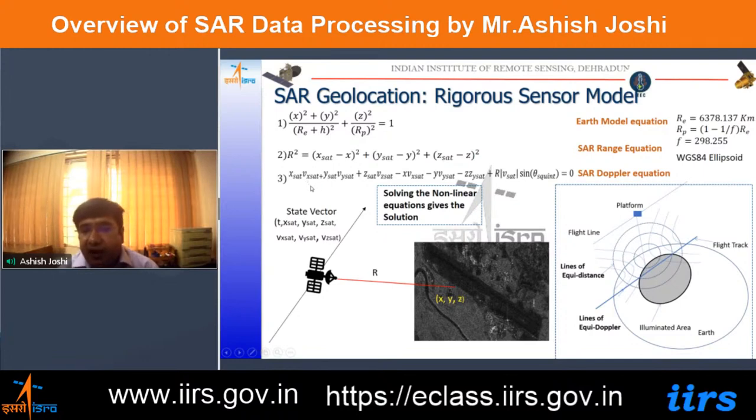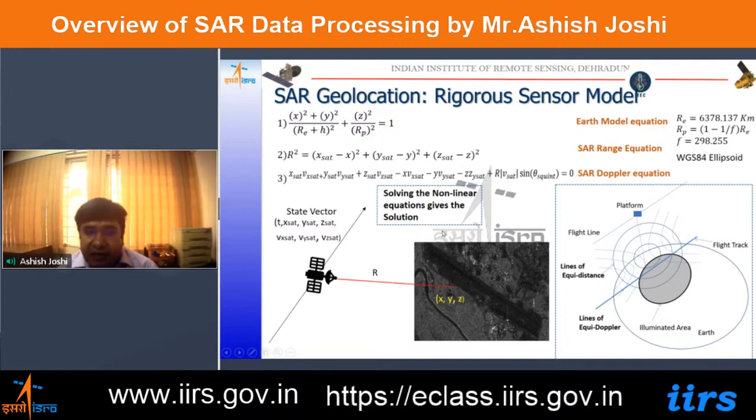From the SAR auxiliary parameters, we can get the satellite position and velocity. This state vector will contain time, x, y, z, and the velocity vector. So this state vector we know. Now this is the unknown point, and we will first form the range equation. This is the range equation, and this is the Doppler equation, and this is called the Earth equation. So from these three equations, we can solve for this x, y, z.